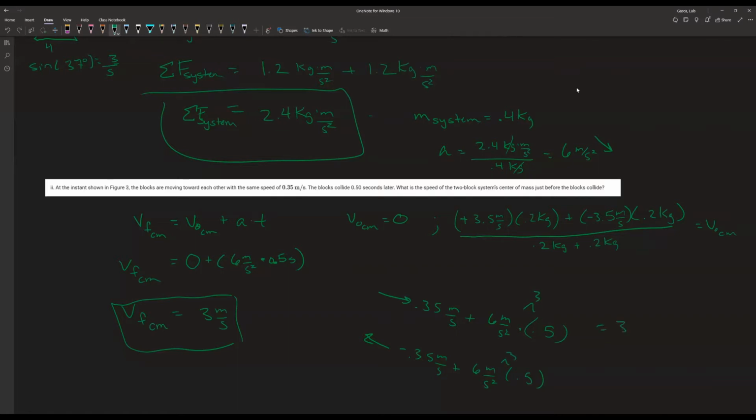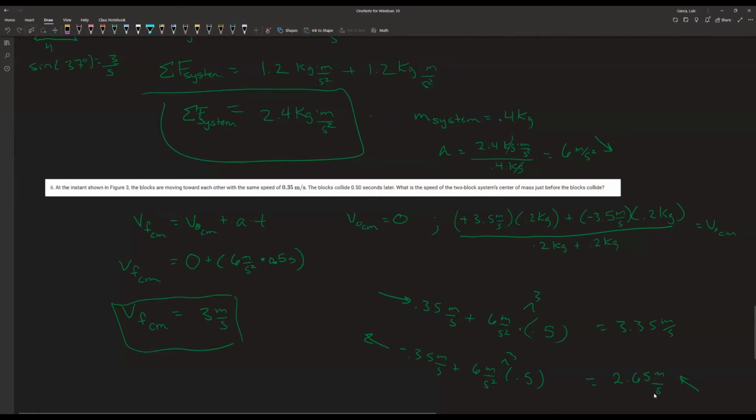And so this guy's going to be going 3.35 meters per second this way. The other guy's going to be going, let's see here, take away 0.35 from that, 0.65, 2.65 meters per second up the ramp this way. Sorry, let me fix the other arrow.